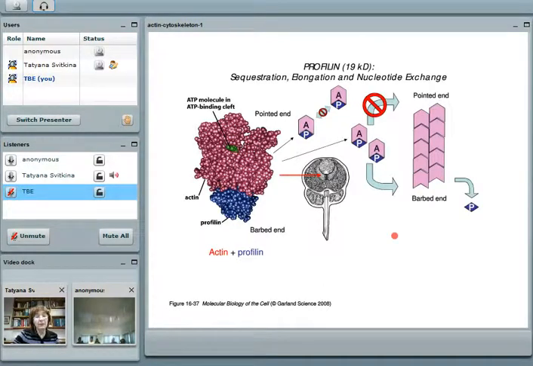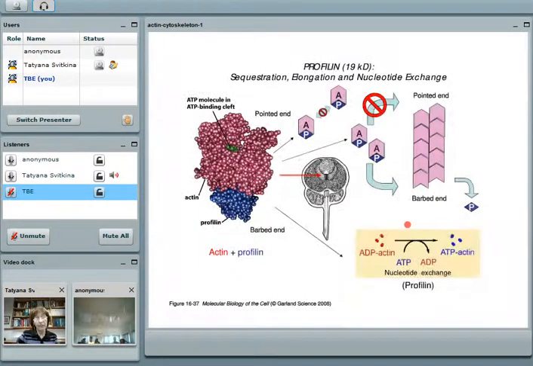There's another consequence: these complexes can be added to the barbed end, but not to the pointed end. The barbed end surface of the monomer is blocked, so it cannot be added here. But it can be added here, because the pointed end surface is open and the barbed end is open, so it can polymerize at the barbed end. As soon as this complex is added to the barbed end, profilin dissociates, and a free barbed end is created. Yet another function of profilin is that it can convert ADP-bound actin monomers into ATP-bound monomers, so it functions as a nucleotide exchange factor.